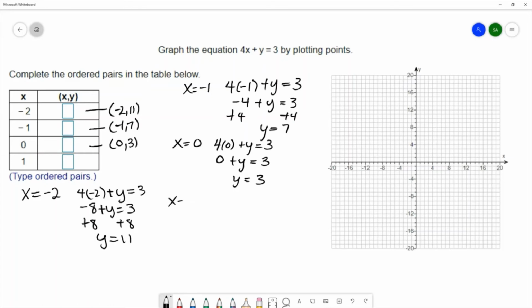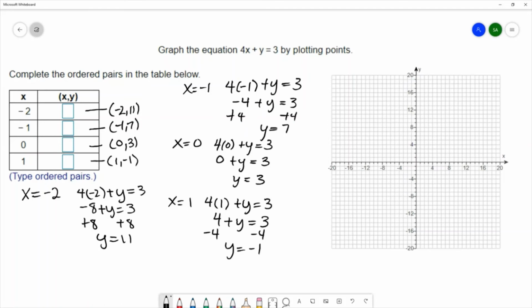Then we'll let x equal 1. Substitute 1 in for x and we get 4 times 1 plus y equals 3. That's 4 plus y equals 3. We'll subtract 4 on both sides to get y equals -1. And our ordered pair in the fourth row is 1, -1.